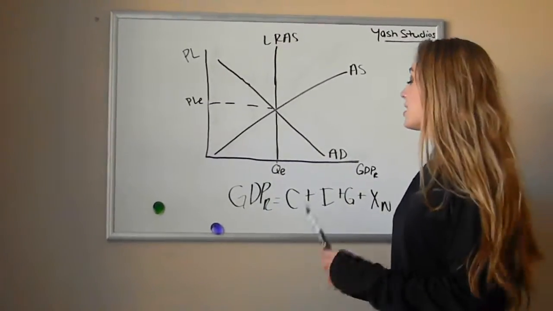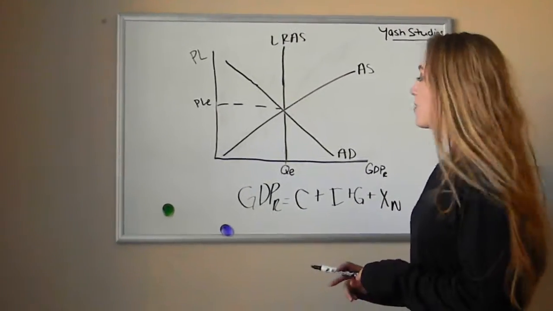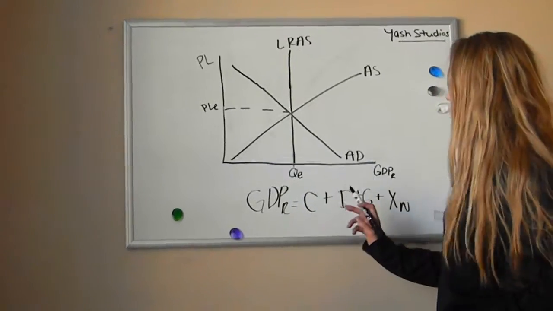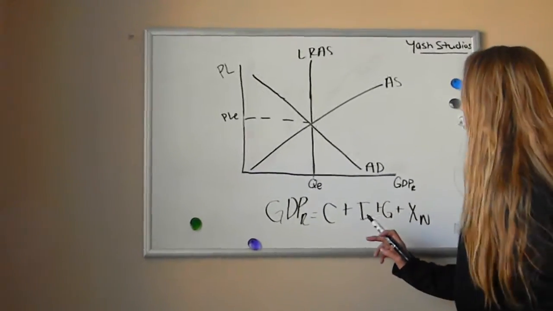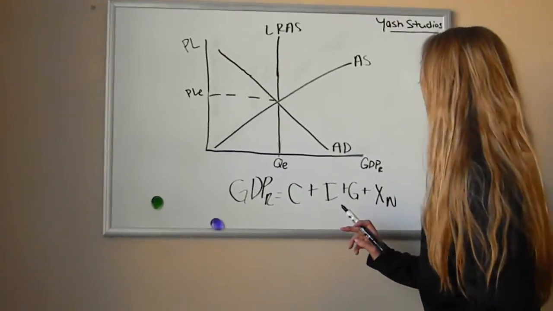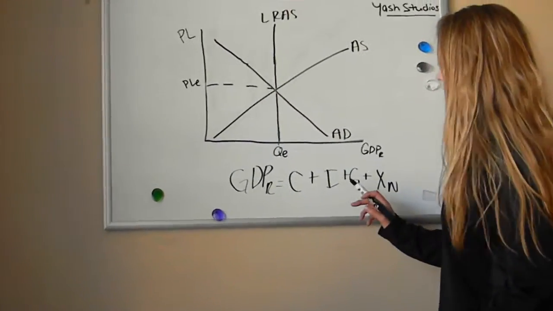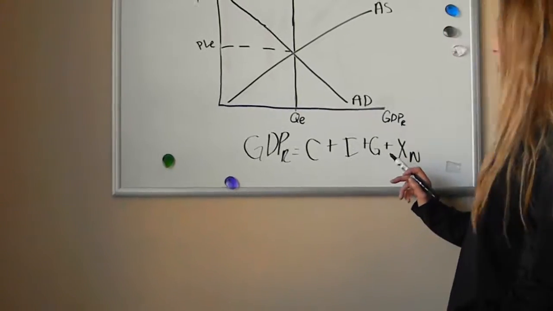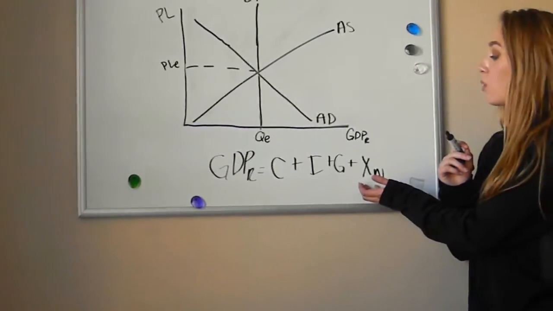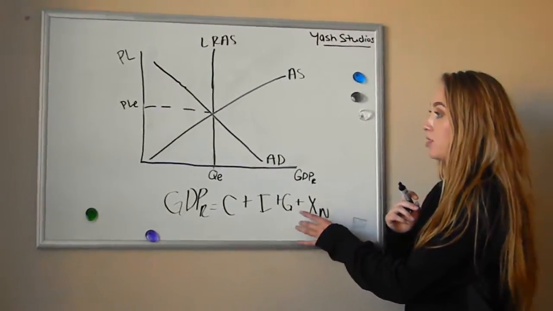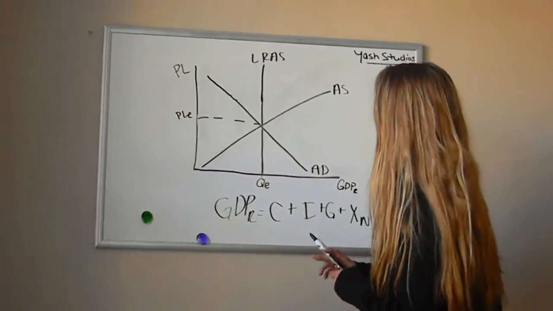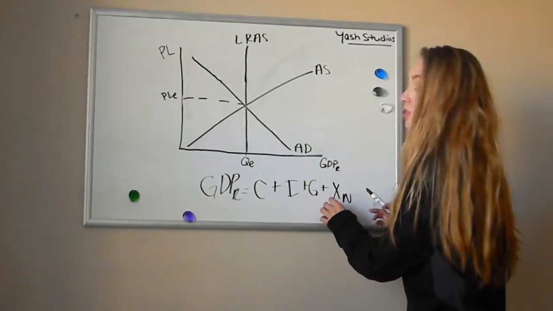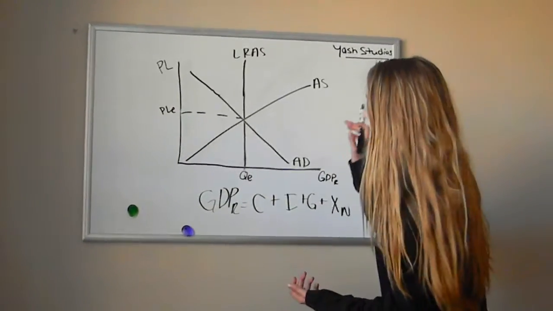Alright, so to display the determinants of aggregate demand, we are going to show it on this graph right here. The equation to find out the GDP for the nation in a given period of time is C plus I plus G plus Xn, which is consumer spending, investment, government spending, and exports minus imports to get you Xn, which is the total. So basically, an increase in any of these factors, determinants, will increase aggregate demand.